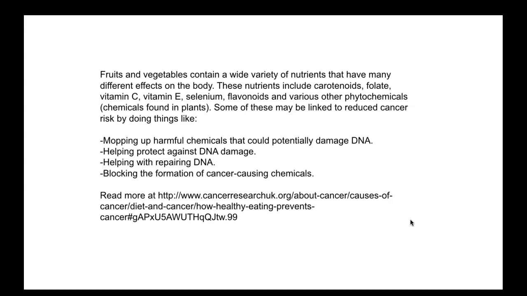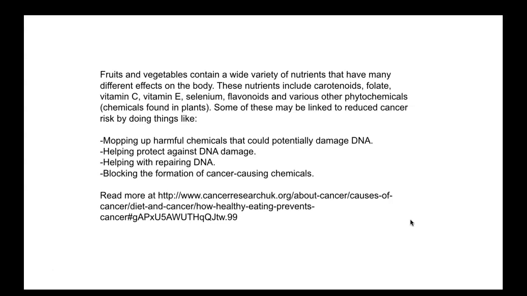Fruits and vegetables have nutrients. It includes carotenoids, folate, vitamin C, vitamin E, selenium, flavonoids, and various other phytochemicals that can reduce cancer. So how do they do that? Fruit and vegetables contain a lot of fiber. And because they contain a lot of fiber, they can mop up. They literally act as a mop in the digestive tract to suck up and absorb harmful chemicals that could potentially damage DNA. And so if they're absorbing harmful chemicals, then it helps protect against DNA damage.